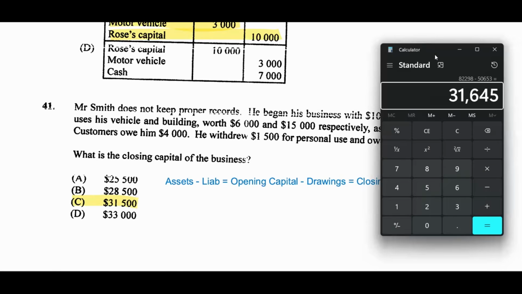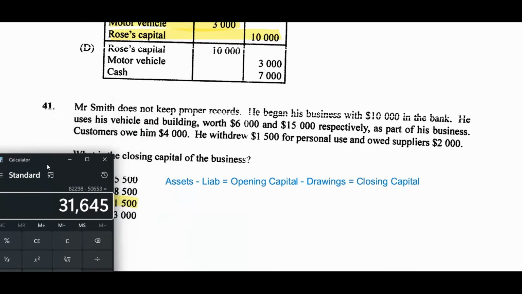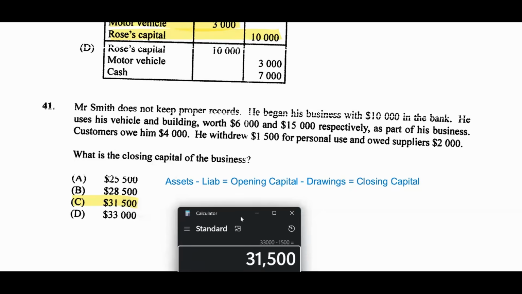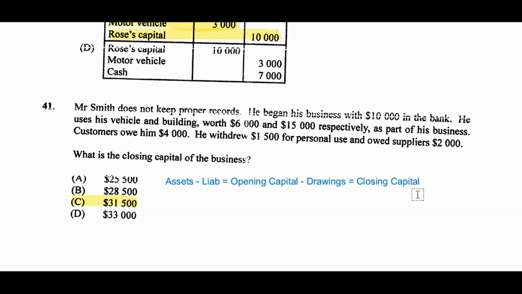Let's put it into a calculator. Let's work out the opening capital. Bank assets. Vehicle was 6,000. Building 15,000. All these are the assets. Right? Customers owe him 4,000. That's part of his assets as well. And he owed suppliers 2,000. So let's subtract that liability, 2,000. $33,000 there. Now he took out drawings of 1,500. Therefore, his closing capital, 31,500. There we go, guys. C as our answer. Good. Time for us to move on.